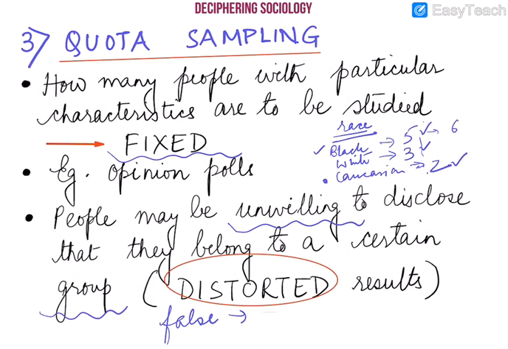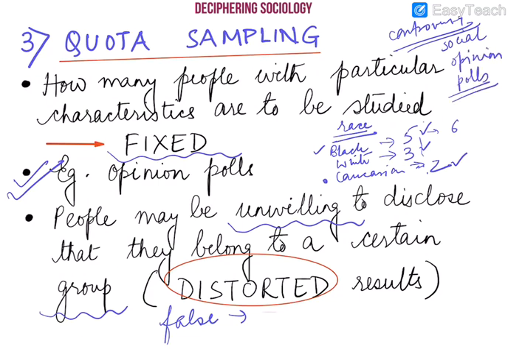Quota sampling is mostly used in opinion polls. Now, opinion polls are everywhere, you must be seeing. In any news or in any major controversy or any step that is taken in the social media, you will see opinion polls. But the result depends on the honesty of the people, of the person who is voting. If he or she is not honest, then you will get a distorted result.